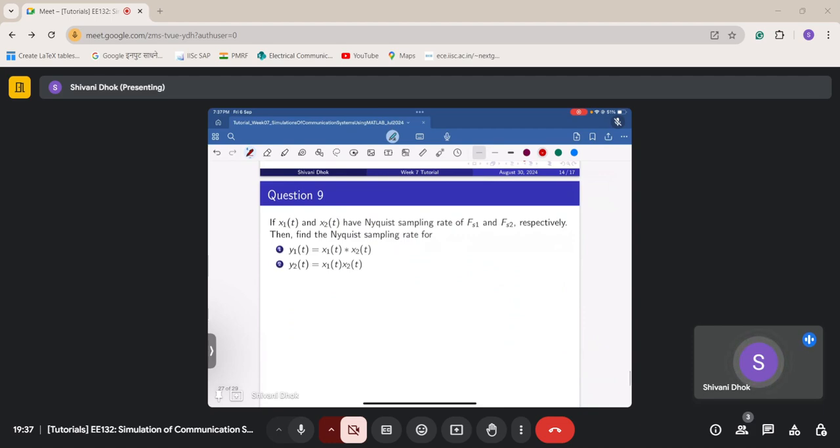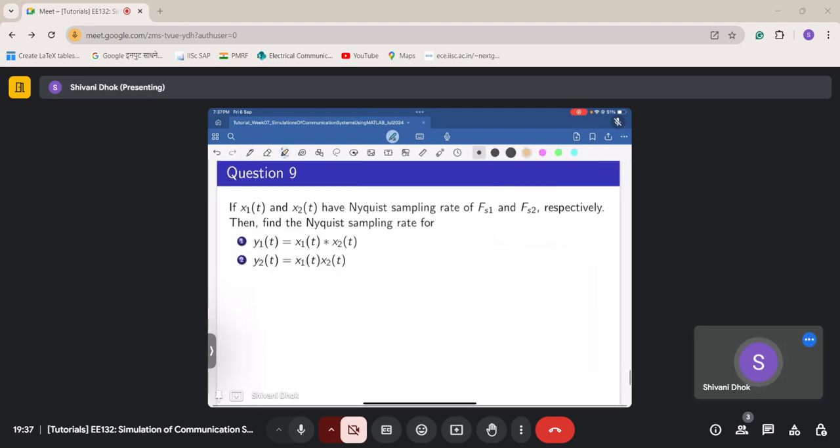So this is question number 9. This has two parts. It says that if x1(t) and x2(t) have Nyquist sampling rate, what do you mean by Nyquist sampling rate? It means the minimum sampling rate. So x1(t) has minimum sampling rate of fs1, and x2(t) has minimum sampling rate of fs2. And then we need to find the Nyquist sampling rate of these two quantities.